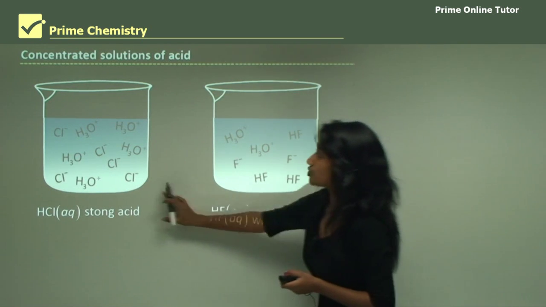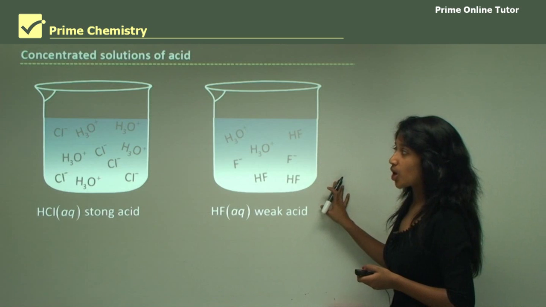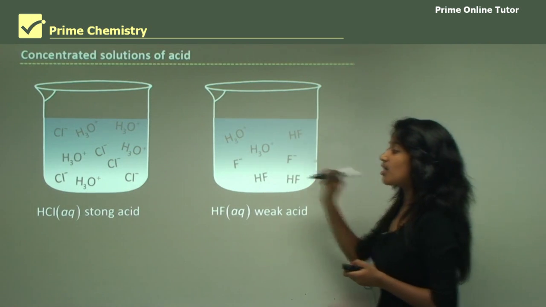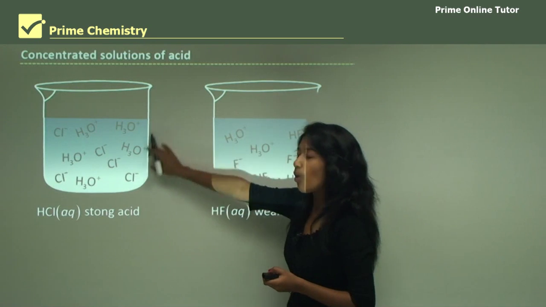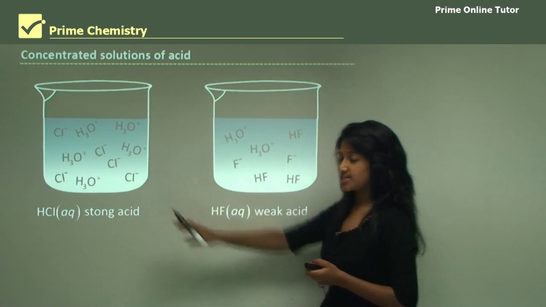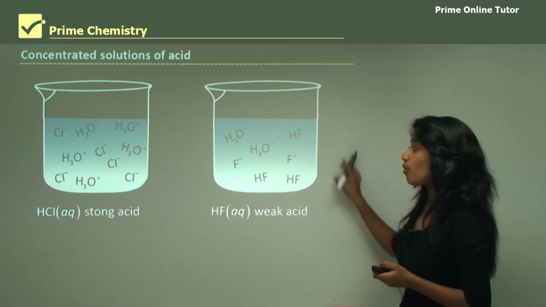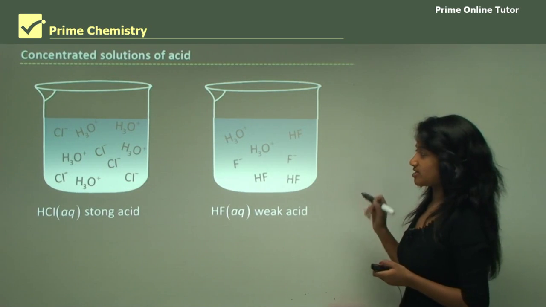Meaning that these 2 here are both concentrated because there are 5 of them. However, one is a strong acid, meaning all of the acid molecules have dissociated, while one is a weak acid, meaning only half or even less than half has dissociated.